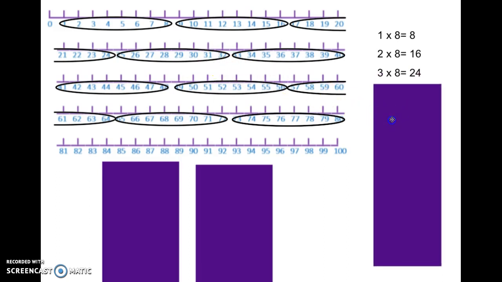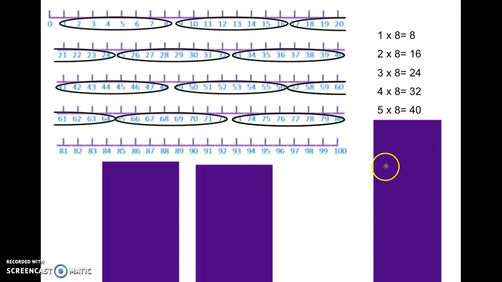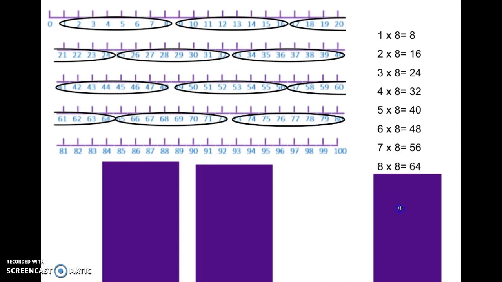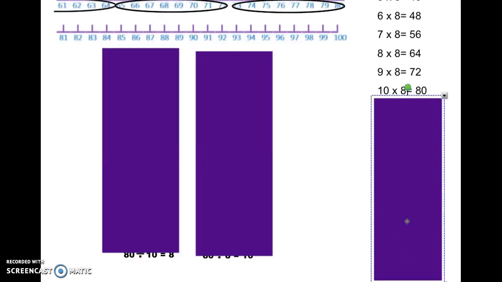Four sets of 8s are 4 times 8, which is 32. 5 sets of 8s are 5 times 8, which is 40. 6 sets of 8s are 6 times 8, which is 48. 7 sets of 8 are 7 times 8, which is 56. 8 sets of 8 is 8 times 8, which is 64. 9 sets of 8s are 9 times 8, which is 72. And lastly, 10 sets of 8s is 10 times 8, which is 80.